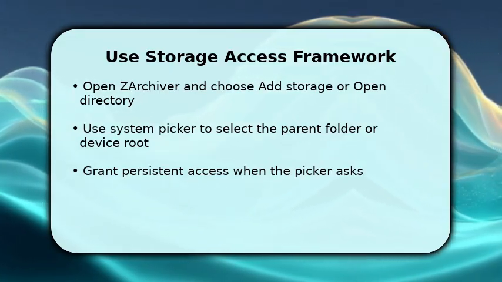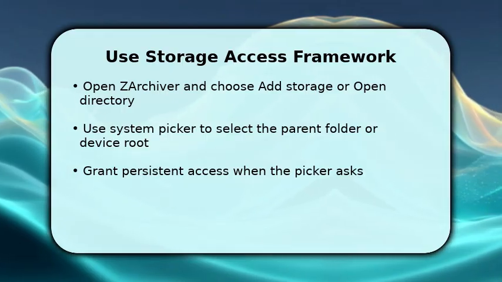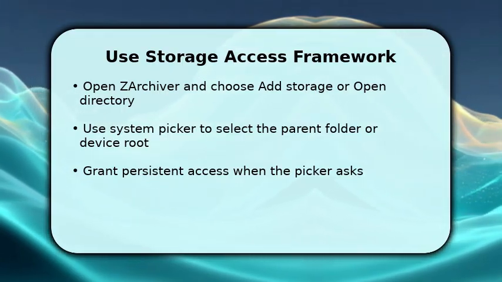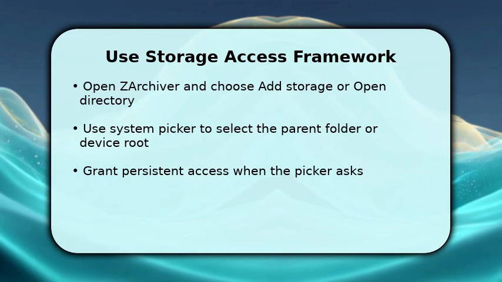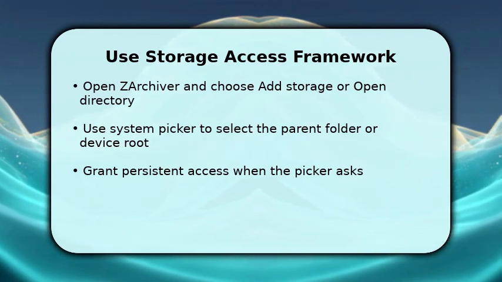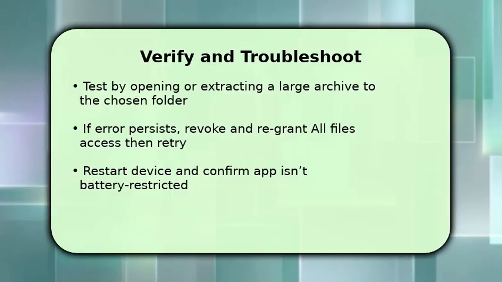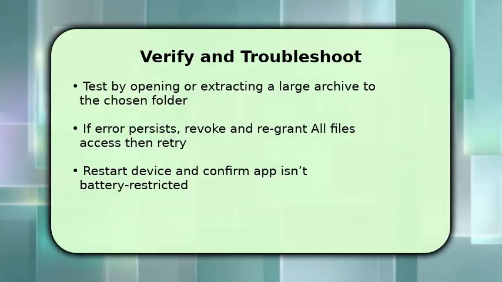Make sure to check any box for persistent access if shown. This ties ZArchiver to that folder tree, so files remain visible across reboots and app updates. Finish by testing a full operation. Open or extract an archive to the folder you granted.